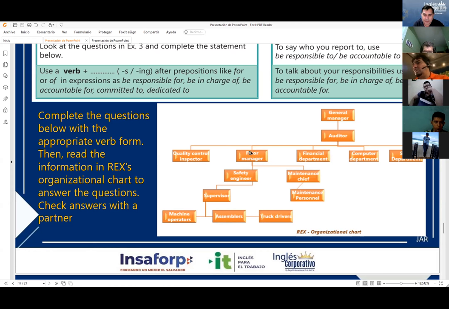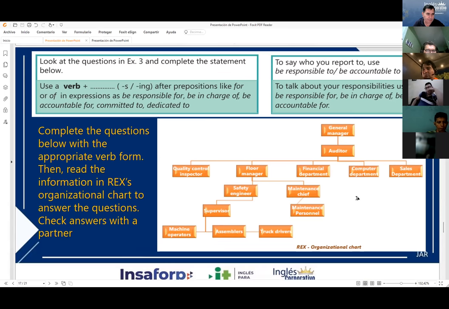So, safety engineer is responsible to the floor manager. The maintenance chief, okay, is responsible to the floor manager too. And the supervisor is responsible to the safety engineer. The machine operators and the assemblers in the assembly line, or the truck drivers, all of them are responsible to the supervisor. And the supervisor is responsible to the engineer. Okay. So we'll say like that. Okay, this is the idea.